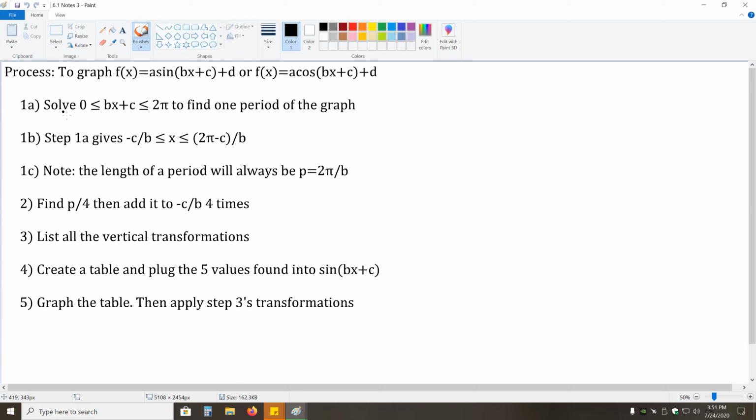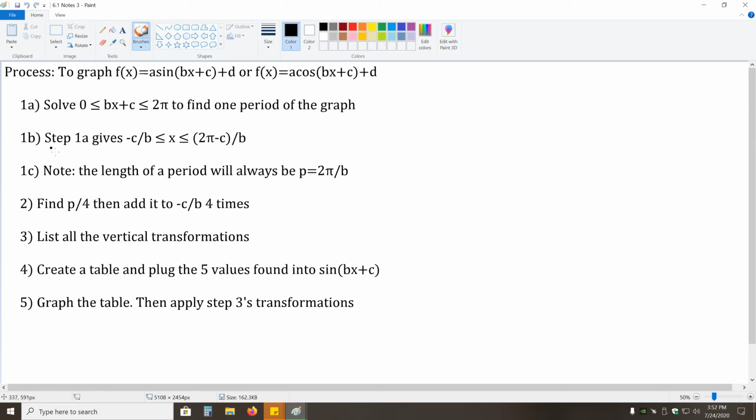We're going to start by solving an inequality. We'll set what's inside of sine or cosine greater than or equal to 0 and less than or equal to 2 pi to find one period of the graph. Because once we have one period, we can just re-sketch it over and over and over again because it's a periodic function.